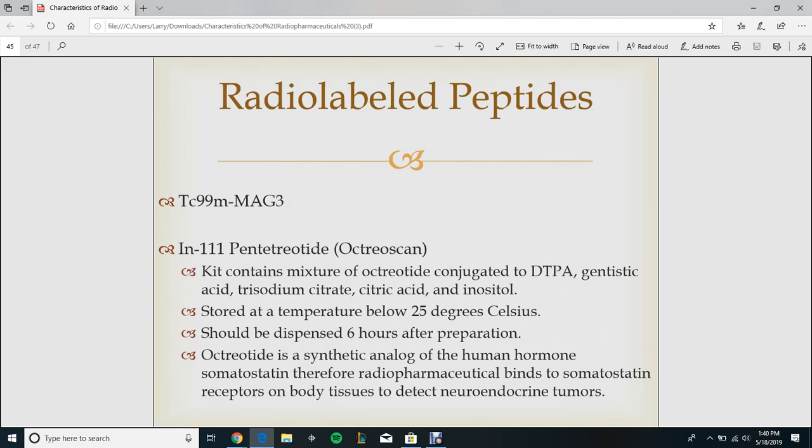Octreotide is a synthetic analog of the human hormone somatostatin. Therefore, the radiopharmaceutical binds to somatostatin receptors on the body tissues to detect neuroendocrine tumors.